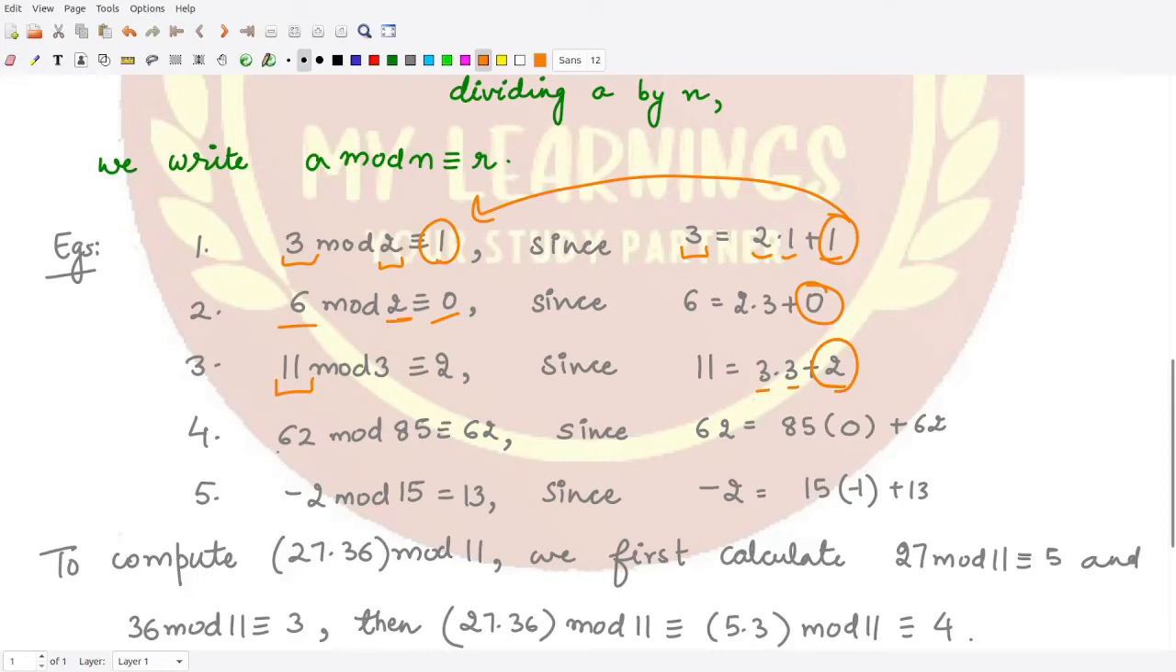Next, when you divide 62 by 85, now this is interesting because 62 is smaller than 85. So how can you write this? You can write 62 here, and you want to express it as a combination of 85. So you multiply 85 by 0 so that this quantity is 0, and just add 62 to it. So 62 is the remainder in this case. Why? Because 62 is smaller than 85, by which you are dividing it. So here the remainder is 62 only.